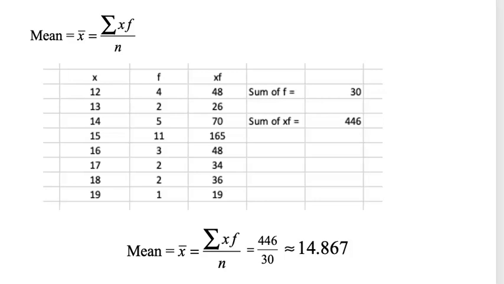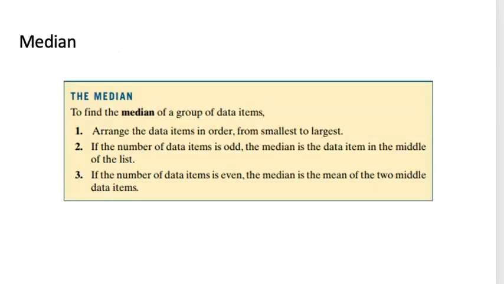So the mean is by far the most important measure of central tendency. That's the one we use most often, but it's not the only one. We also have the median, and I'll show you the formal definition that appears in a textbook. But the idea is the median is the number in the middle. So you organize the numbers from lowest to highest, or highest to lowest. The number that is exactly in the middle is the median.